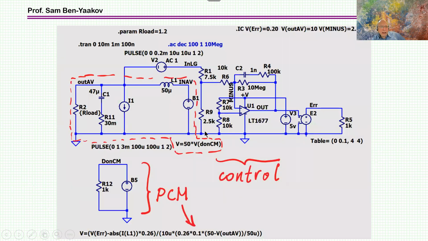This is the stage itself. This is the output. This is the inductor. This is the D on times V in, and I'm assuming V in is 50. I've just put in 50. So this is the thing itself. And then what I have is the compensator, which we'll talk about, which is producing the error signal.